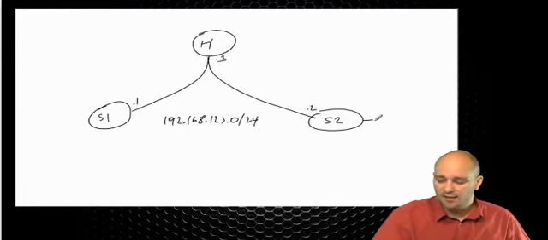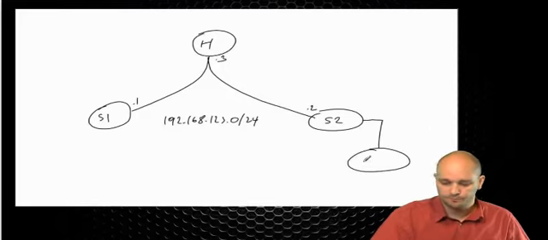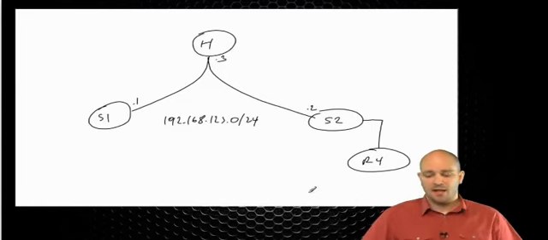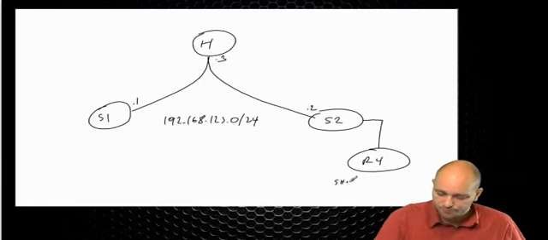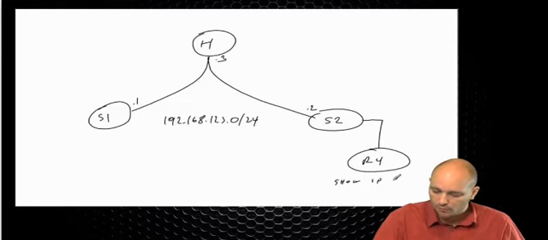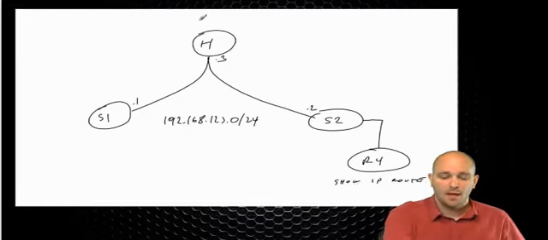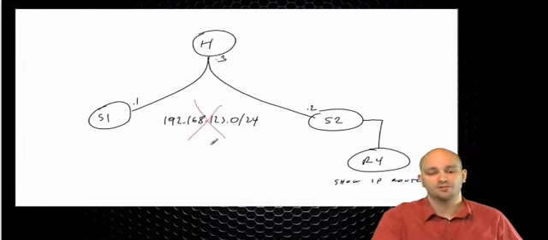Now let's say here that we have another router, R4, that is connected on an unrelated subnet. So if I do show IP route on R4 here, I am not going to see this network in the routing table on this router.